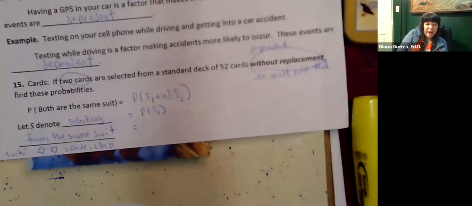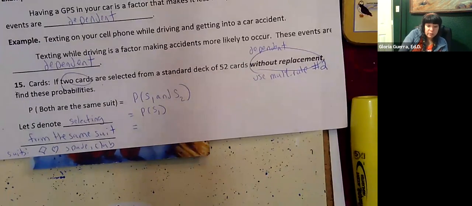So I'm looking for my pictures. Where are my pictures of my cards? Where are they? Sorry, let's see. Where did I put my picture of my cards? Y'all have yours?